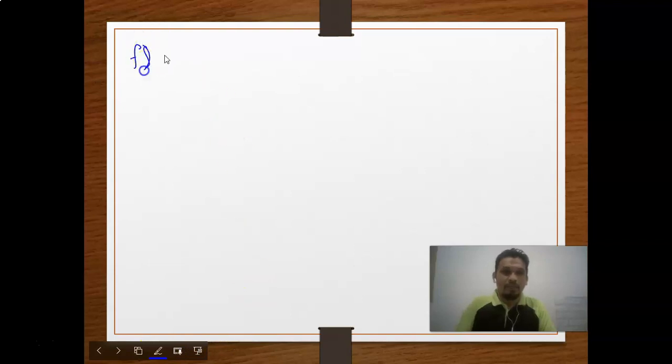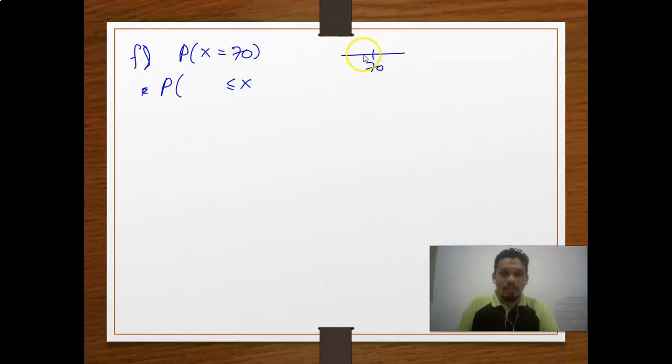Equation F, where it is the probability of X equal to 70. So we add minus 0.5 and plus 0.5, it is 69.5, no equal sign here, and 70 plus 0.5 comes out with 70.5. Now turn into Z.